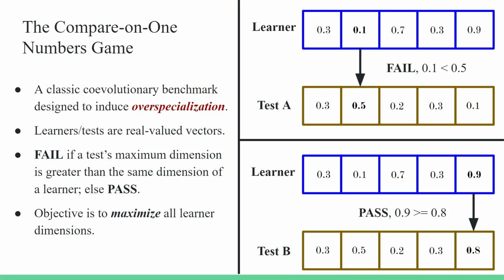The objective of this task is to maximize all learner dimensions. So we would want to have the highest value possible among the learner population's dimensions. And this test in particular induces the pathology of overspecialization, where, if you're just using roulette selection, members of the test population will focus on a single dimension, growing higher and higher. And so you will neglect certain dimensions of performance.